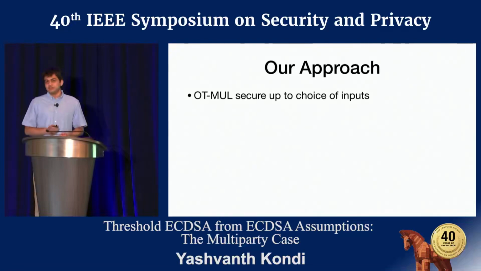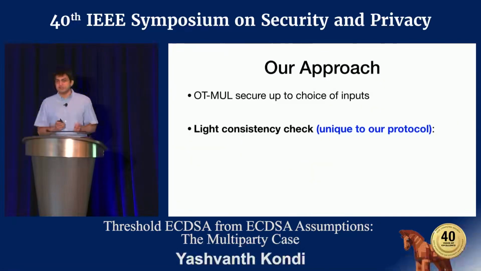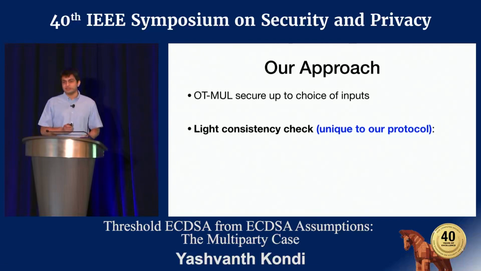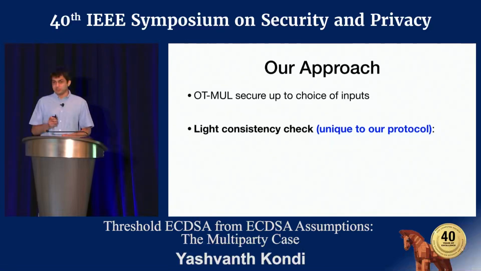Right, so we use a multiplier that we built in our work last year. And this multiplier, which we optimize, is secure up to choice of inputs. And it's a challenge to design some sort of consistency checking mechanism that makes sure that an adversary uses correct inputs on all the multipliers. And to enforce this, we designed a novel, lightweight consistency checking mechanism, which is unique to our protocol.